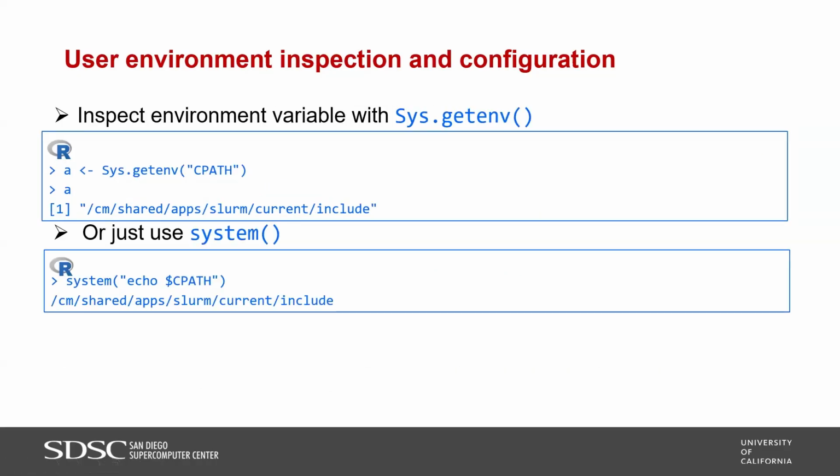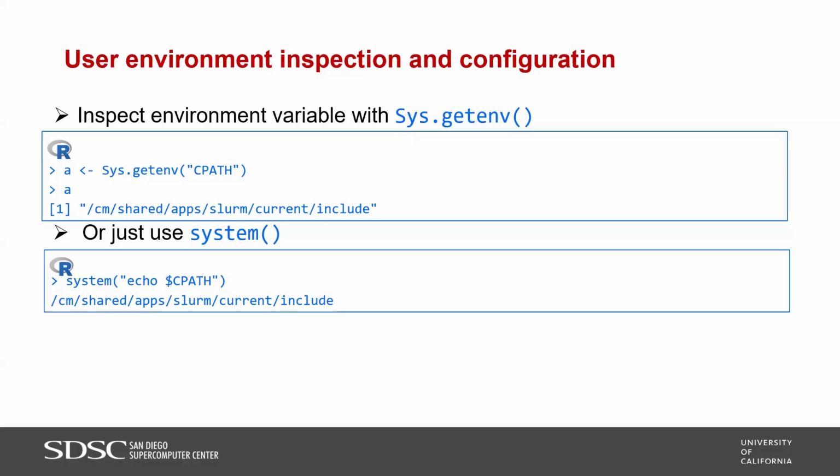If you just want to inspect an environment variable, R has a built-in function called Sys.getenv that can help you to inspect the environment variable in R sessions. You can just check any environment variables you would like to know with that Sys.getenv function, or you can assign it to an object directly. That won't cause any problems.